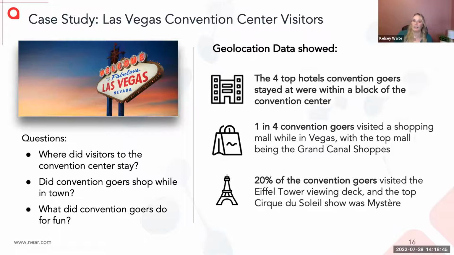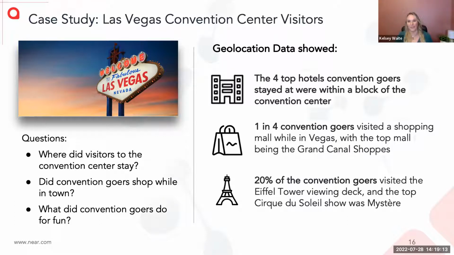Another case study that we did was we looked at the Las Vegas Convention Center, and then we looked at visitors to the convention center and what they were doing while they were in Vegas. We made sure that we removed anyone who actually lived in the Las Vegas MSA, so really focusing on visitors only. We studied the time period between January 5th and March 24th of this year.